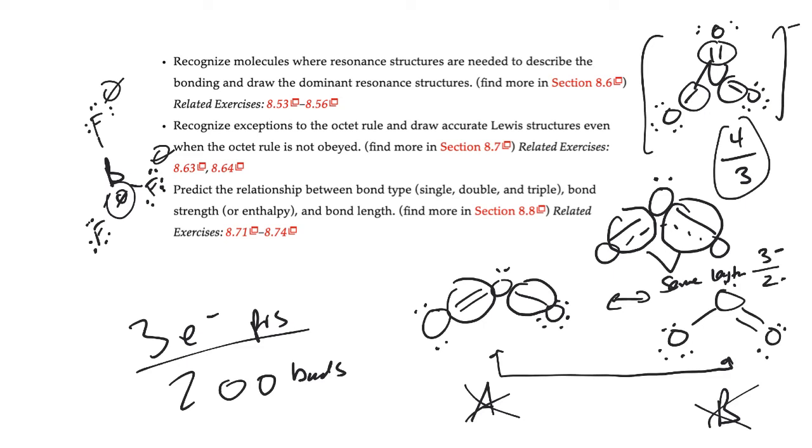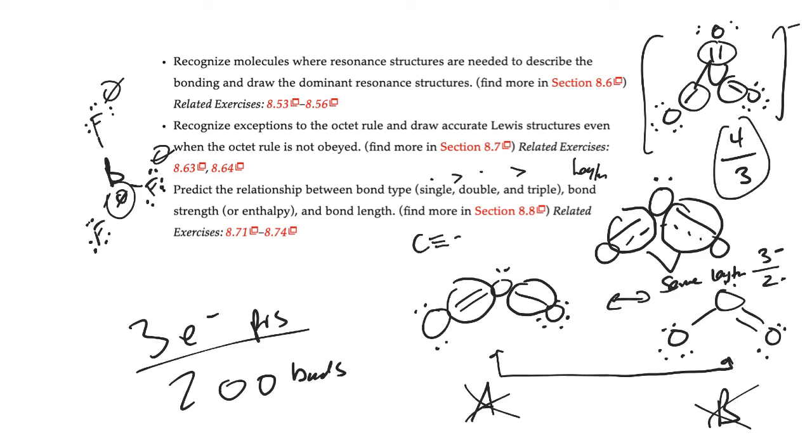Okay, finally, we want to predict the relationship between bond type, single, double, triple, and bond strength and bond length. So our single bonds are generally the longest, double are shorter, and then triple are even shorter in their length. So we're thinking of the lengths of bonds. Our single are the longest, then double, shorter, triple, even shorter.